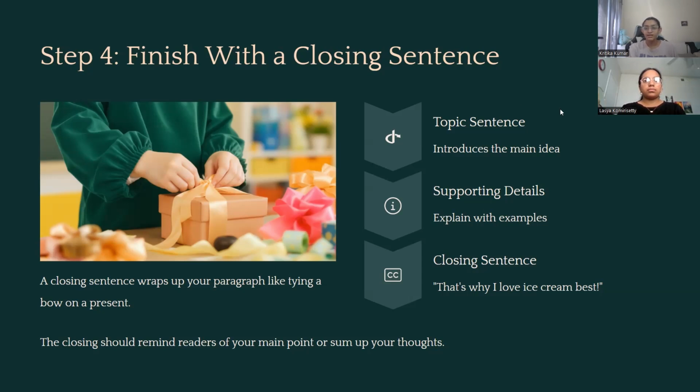So, a paragraph has your topic sentence, which introduces the main idea. Then there are supporting details, like Lasya said, that explain with examples, facts, etc. And then there's a closing sentence. For example, that's why I love ice cream the best. So, the closing should remind readers of your main point or sum up your thoughts.